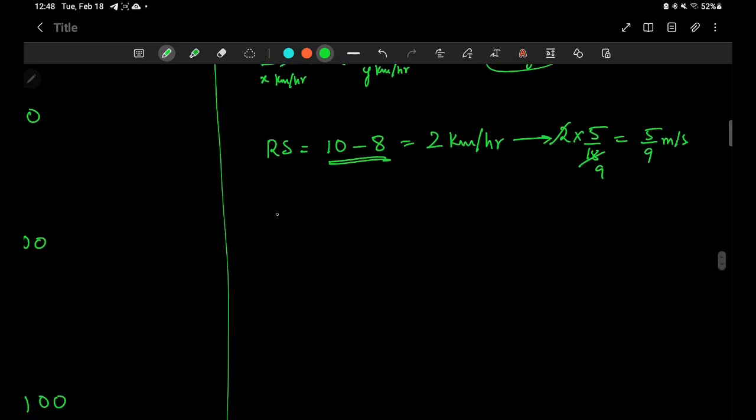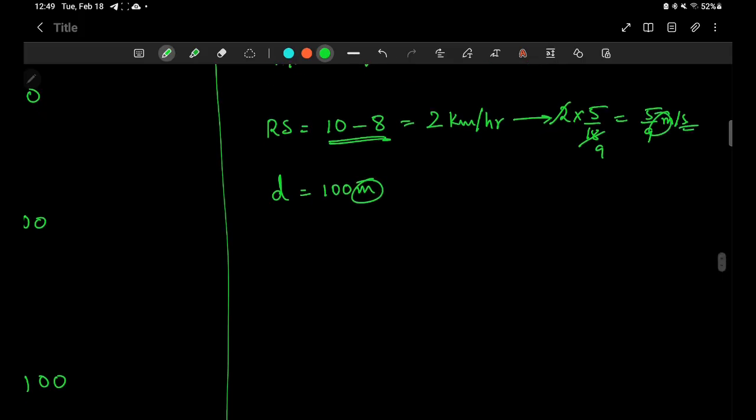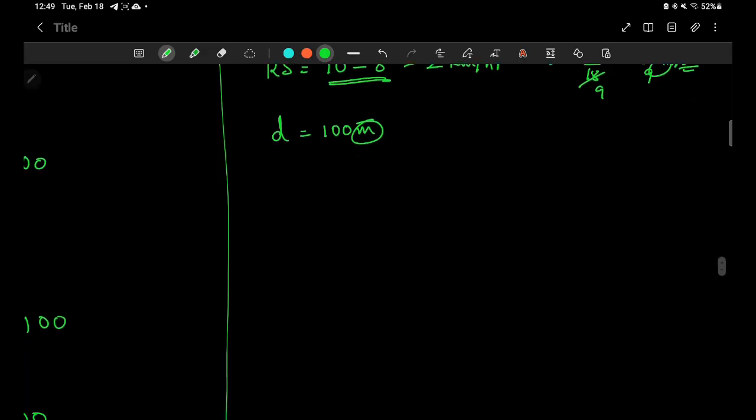Now what is the distance between them? 100 meters. See, units are matching, meter, meter. The seconds, anyway we can convert later into minutes. So what is the formula now? Speed is equal to distance by time, right? Distance we know, speed we know, relative speed we need to find the time. So time is equal to distance by speed.